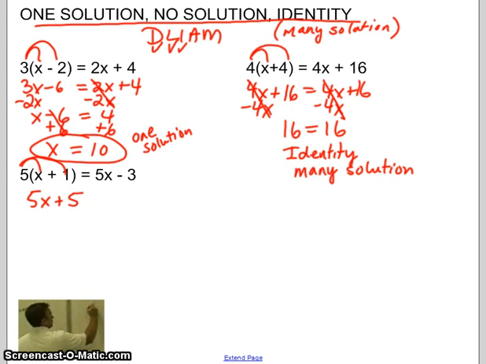The last one, distribute. 5 times x, 5 times 1. Like terms, no like terms. Inverse x's. Alright, so I'm going to subtract 5x here, subtract 5x here. These cancel out, and you're left with 5 equals negative 3. This is no solution, because our x gets canceled out.